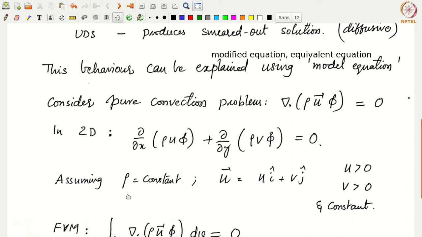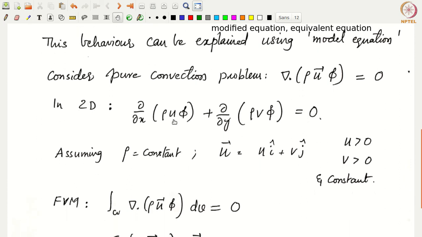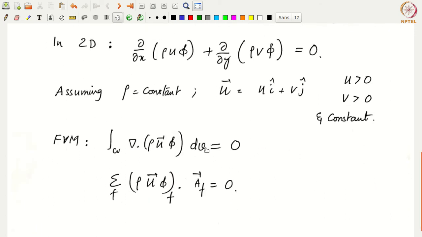Okay, so with these assumptions, the first step in the finite volume method is to integrate the governing equation over a control volume, and we can write this as the integral over the control volume of del dot rho u bar phi dV equals 0, right? And if we apply the Gauss divergence theorem, and then also convert the resulting surface integral into a summation, then we can convert this equation into the sum over faces f of rho u bar phi f dot A f bar equal to 0. Okay, so that is the resulting equation we can write.